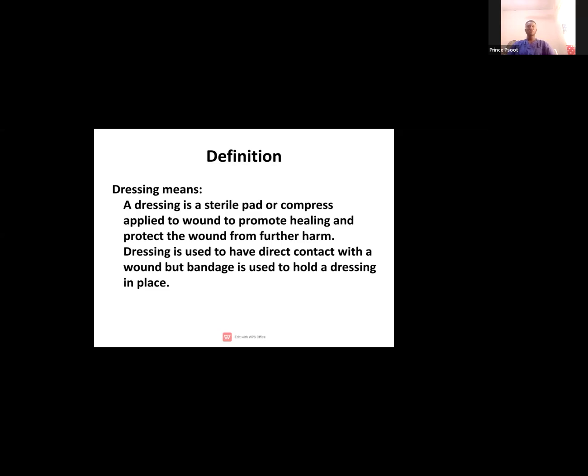So a dressing is to be used to have direct contact with a wound, but a bandage is used to hold the dressing in place. So here we have two things: the dressing itself and the bandage. The dressing is the sterile part. In a hospital setting, we use sterile gauze. We sterilize the gauze, and you wear your gloves. We will still write the procedure when we get there.